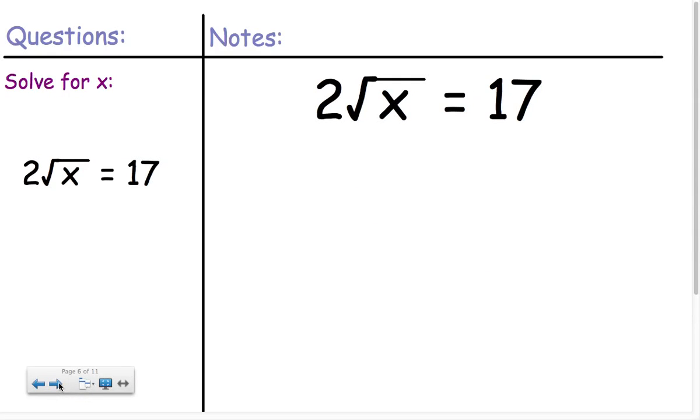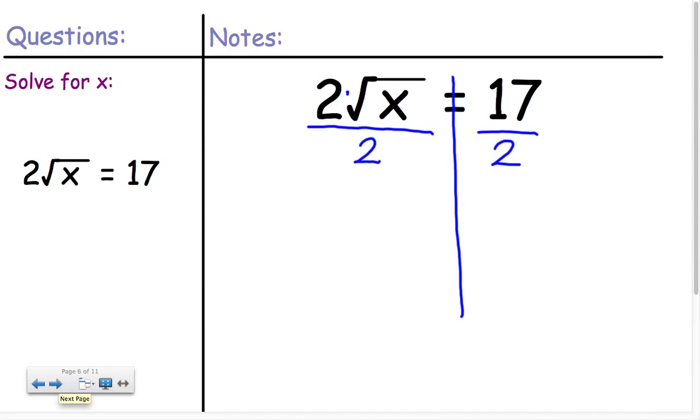All right, 2 square root x equals 17. This is like 2 times the square root of x. So let's get rid of that 2. Opposite of timesing is dividing. So then I'm left with the square root of x equals 17 over 2. I'm just going to leave that as a fraction because it didn't divide nicely.